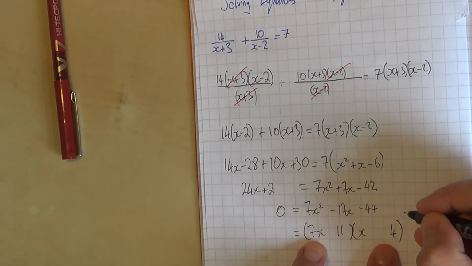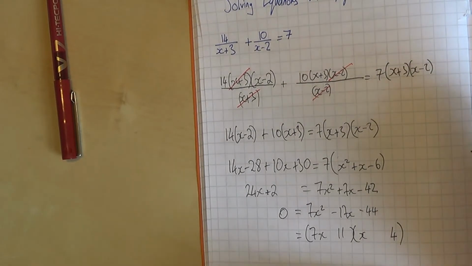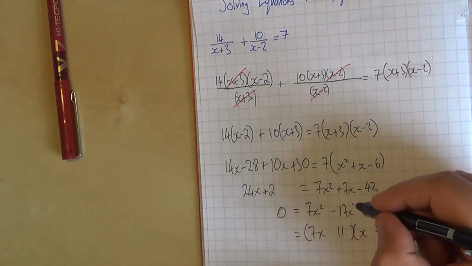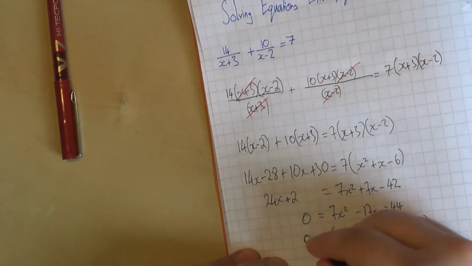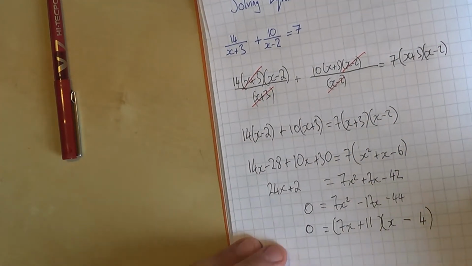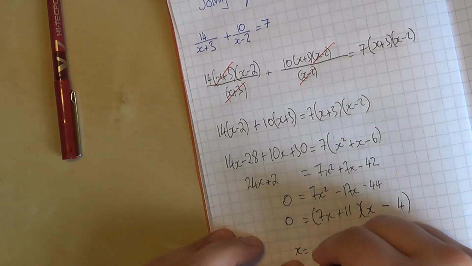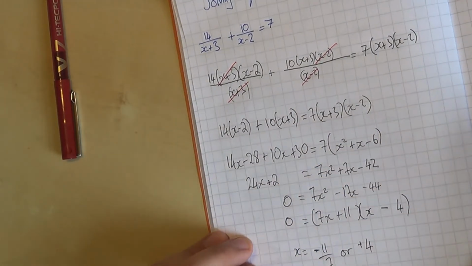4 times 7 is 28. Take away 11 is 17. Deal with the signs now. We want it all to be below 0, so negative 4 times 7 is negative 28 plus 11 is negative 17. There we go, that is factorised. So to solve this, and again you've done this before so I'm going to do it very quickly, you should get x is negative 11 sevenths or positive 4 as your two solutions.